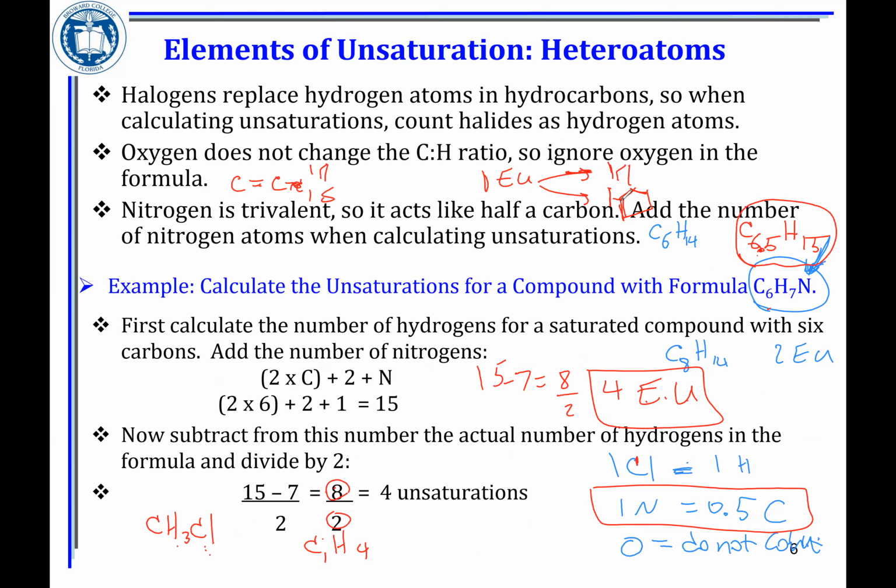I just want to repeat this because if you have a heteroatom, nitrogen counts as half a carbon, and halogens in general, not just chlorine, count as hydrogen. So if you have 2 chlorines, it counts as 2 hydrogens, or other numbers, it's going to be the same. Okay. So we have 4 elements.